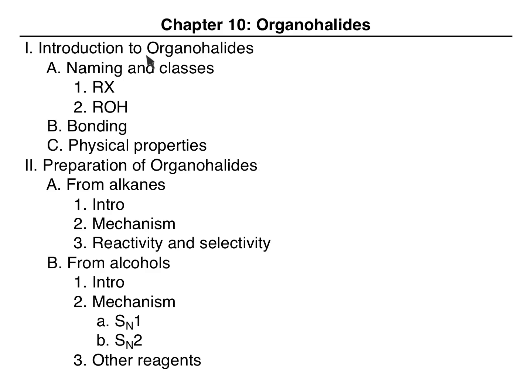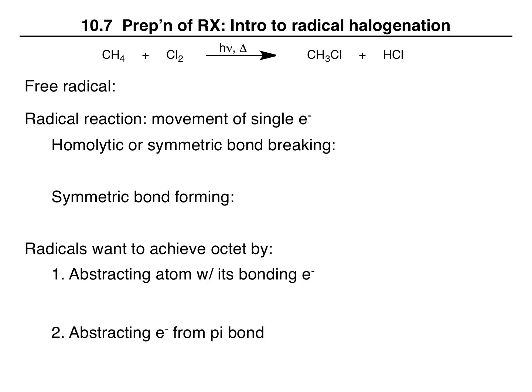Now that we know some basic information about organohalides, let's take a look at the preparation of these compounds. In this video, we'll be looking at how they can be made from alkanes. So alkanes can be converted to alkyl halides by reaction with a halogen in the presence of light and heat.